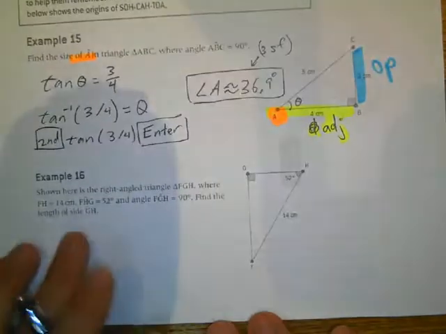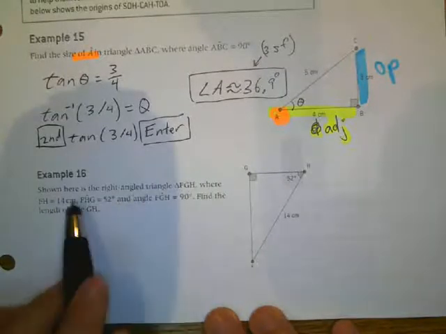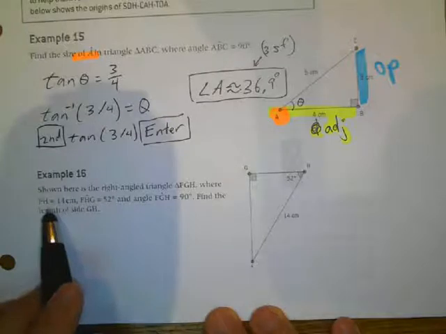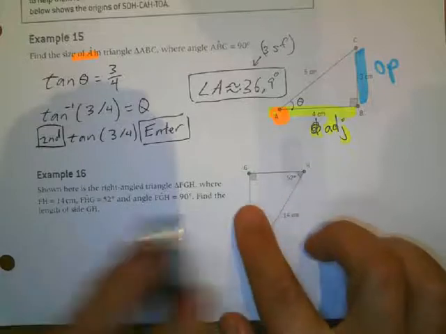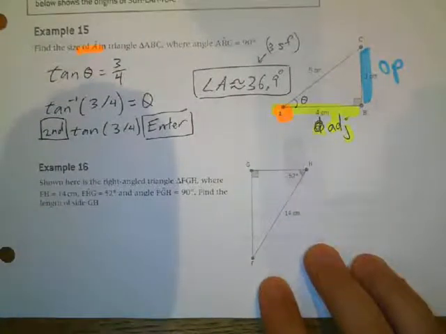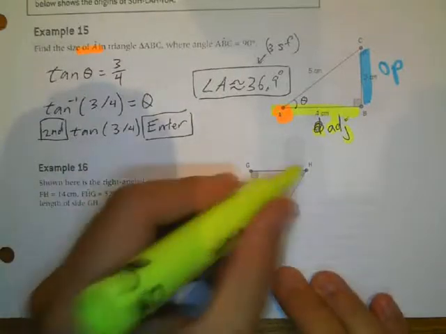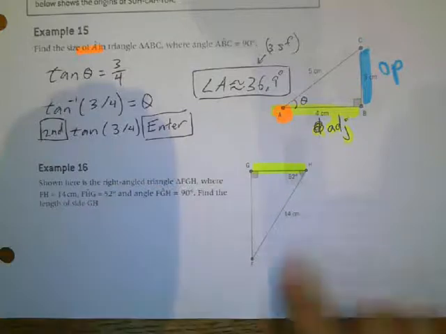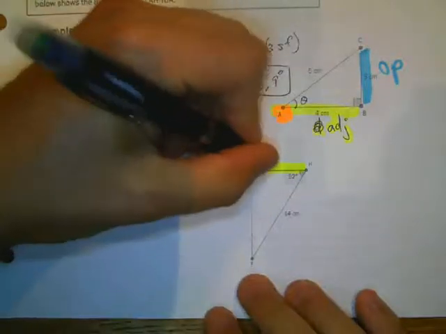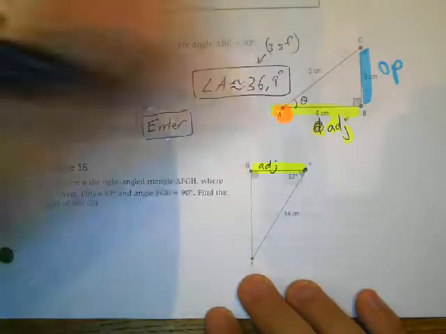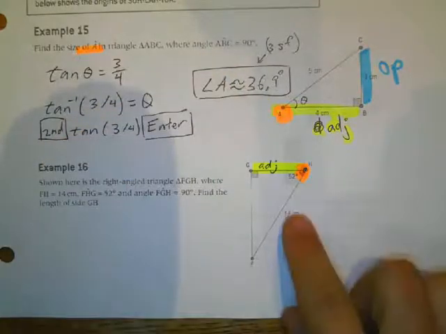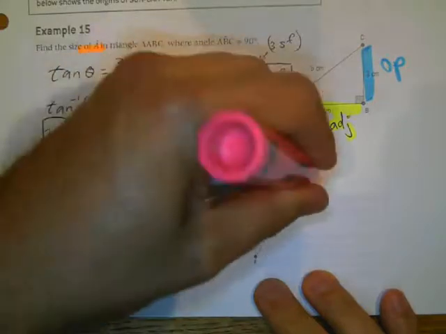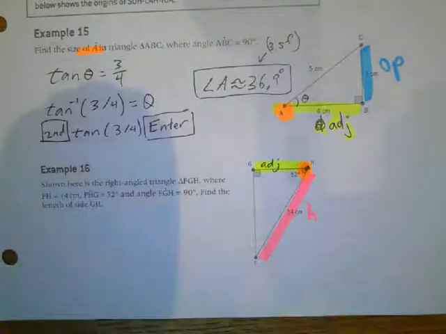All right, next. Here there's a right triangle where FH is 14, and this angle here is 52. We've got a right triangle. Find the length of side GH. So we're trying to figure out this side right here. This side is touching the angle, so it's adjacent to angle H. And this one here is across from the 90-degree angle, so this is the hypotenuse. And if I'm dealing with adjacent and hypotenuse, I'm going to use cosine.